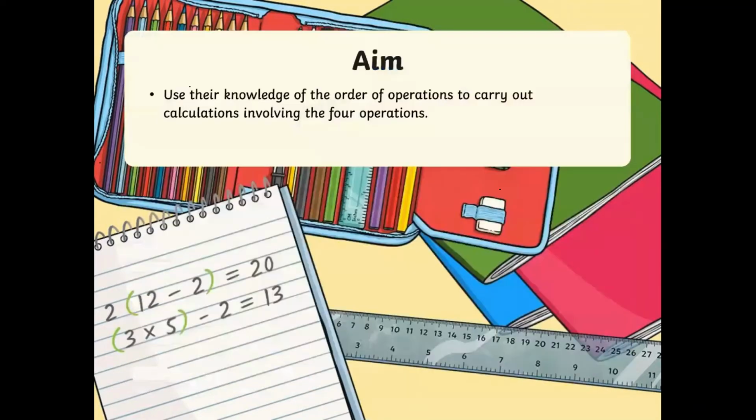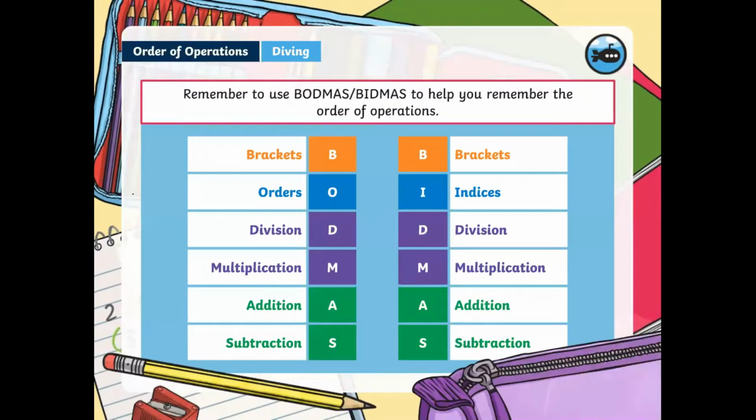Okay. So the aim of this lesson is for you to use your knowledge of the order of operations to carry out calculations involving the four operations. So we want to be able to calculate using the order of operations. Okay, so what does that mean? Remember to use BODMAS or BIDMAS to help you remember the order of operations. This is an abbreviation and it stands for the following.